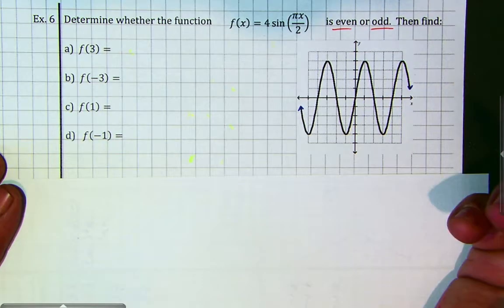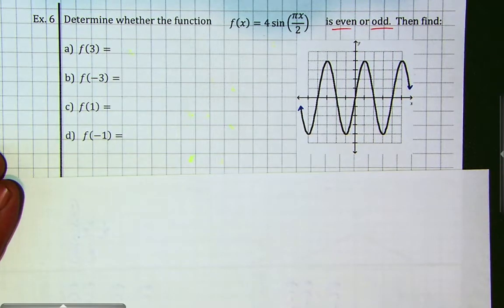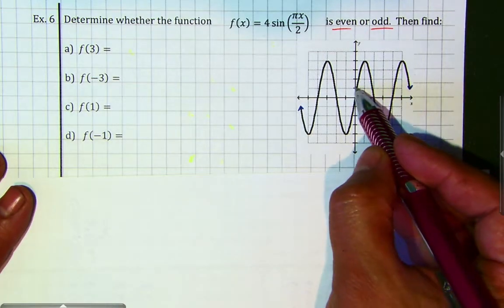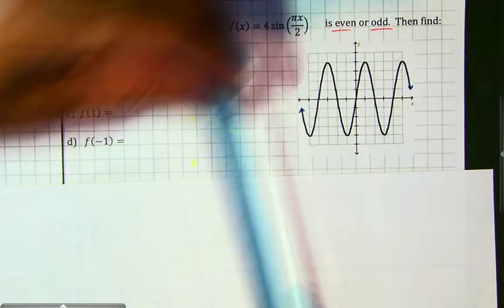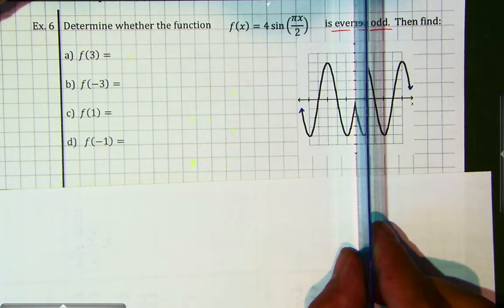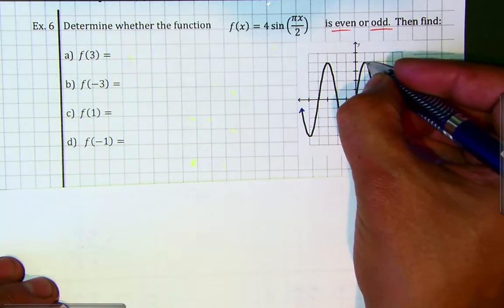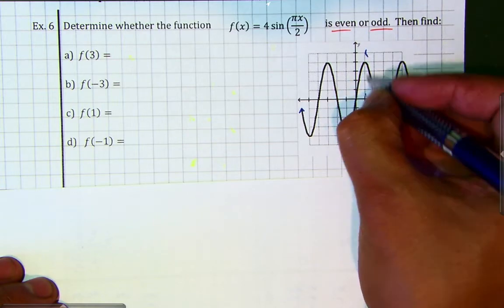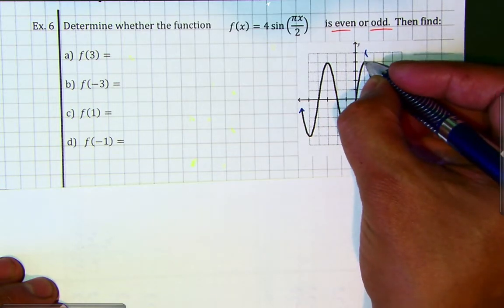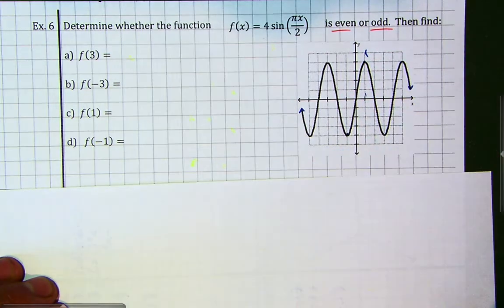So you should be able to know by the graph. I know that if it's even, it's symmetric with respect to the y-axis. So in this case, notice that it's not symmetric with respect to the y-axis. So I know that it's not even. The question is, is it odd? It's odd if we get this point here, which is 1, 4, and this point is negative 1, negative 4. So therefore this is an odd function.